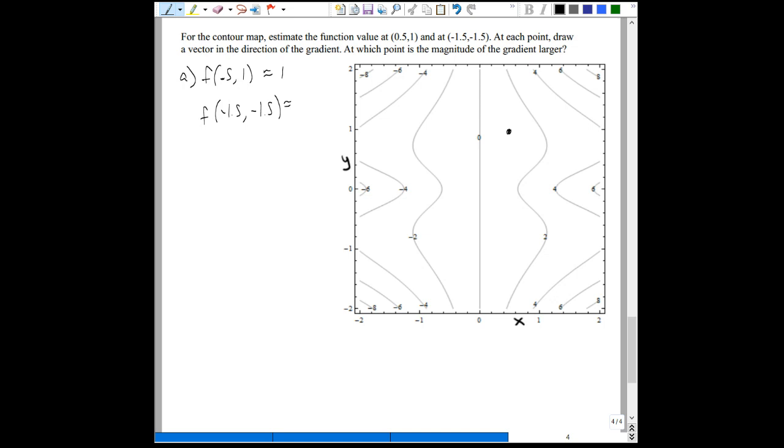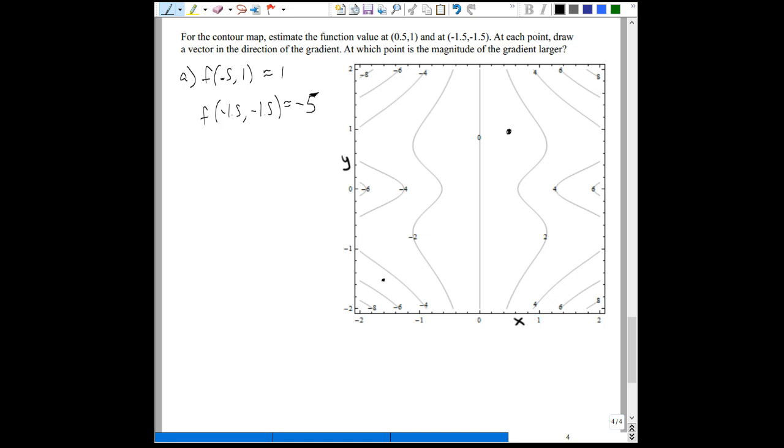That's the first point. The second point, negative 1.5, negative 1.5, that's going to put me right about there. Okay. And once again, I'm in between 2 contour lines with value negative 4 and negative 6. So I'm going to estimate and say that my function value is about negative 5. Again, these are just estimates. So those are reasonable values.